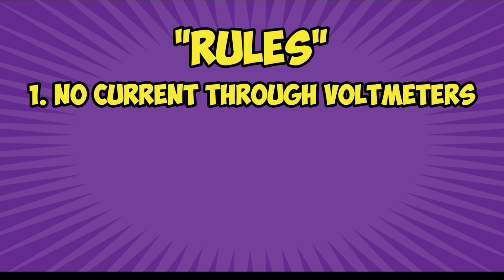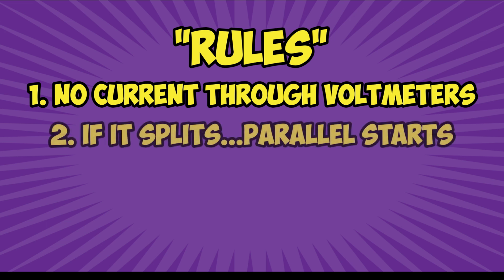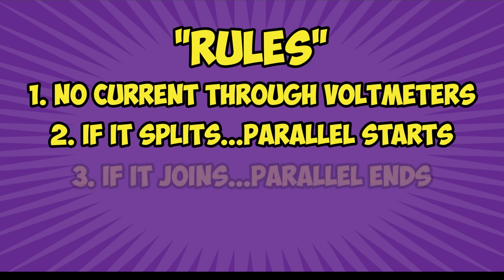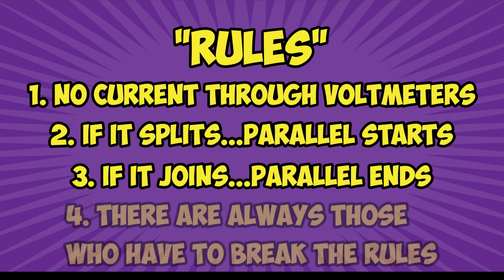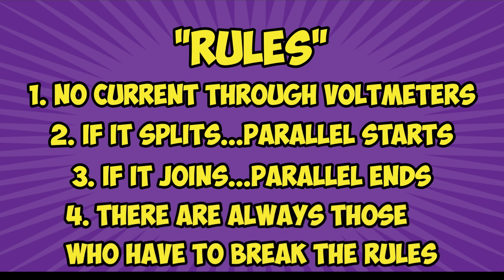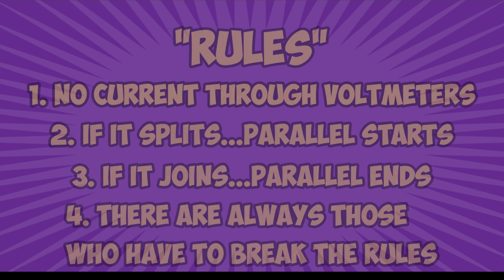The second rule that I made up is when the conducting wires split from each other, that is usually the beginning of the parallel section. I'll show you what it means in a diagram just now. The third rule is when the conducting wires join together again, that is the end of the parallel section. And again, I'll show you in a diagram. And then always, because this is science, there are the exceptions, the ones who don't follow the rules. So let's get into it, shall we?